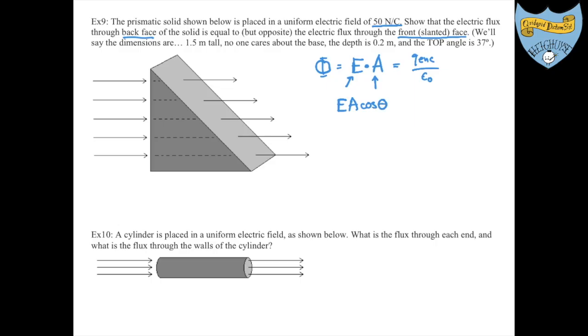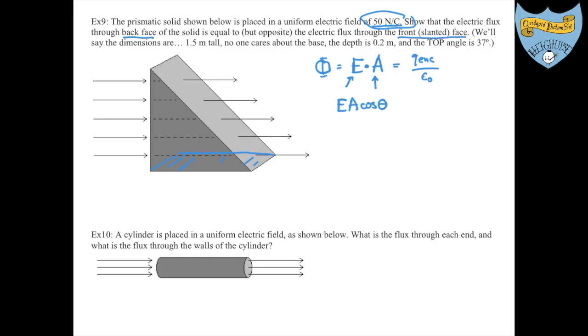Now, there's a few different things to discuss here. One would be that A is not actually just the surface area of a particular face. If I wanted to know the flux, for example, through the bottom, you can't really see the bottom, but you intuit that it exists. If I said, what is the flux through the bottom face here? The correct answer would actually be 0. It wouldn't just be 50 newtons per coulomb, because that's the electric field, times whatever the surface area of the bottom is. No, it would be 0.